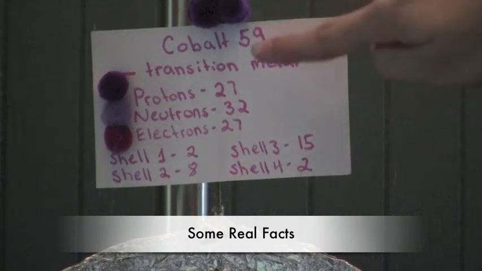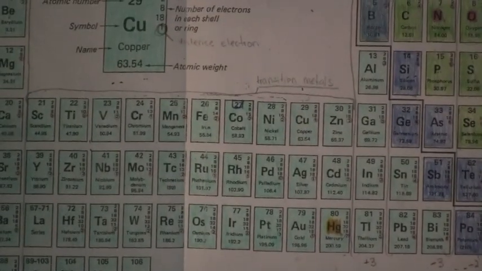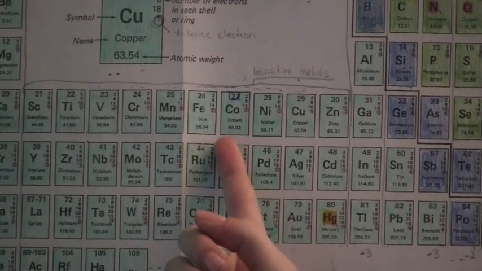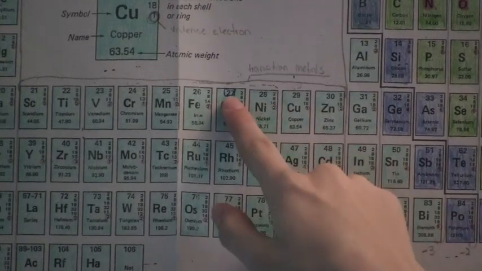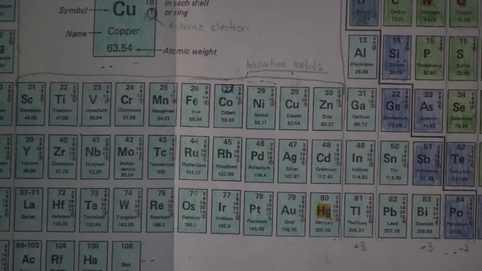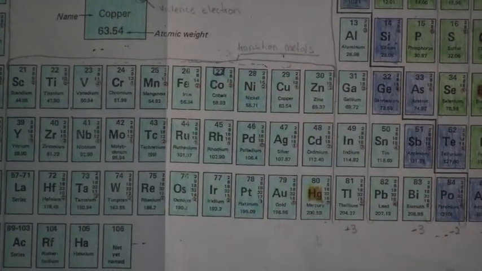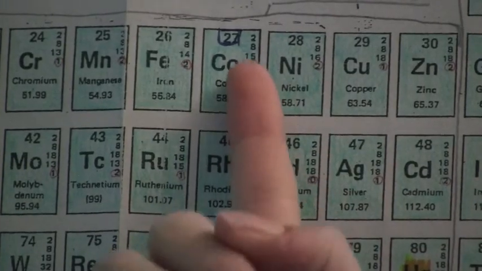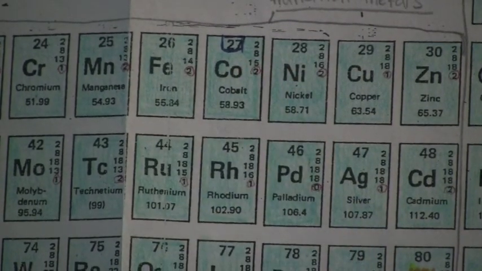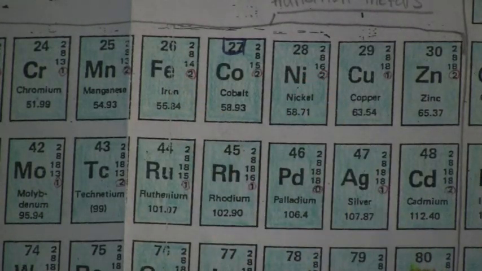Cobalt has 27 protons in the nucleus. What does that even mean? Well, as you can see here on this schmancy periodic table, there are 27 positively charged particles or protons in cobalt. The number of protons, 27, is also the atomic number of cobalt. Because cobalt has an atomic number of 27, it comes after number 26, iron, and before number 28, nickel.